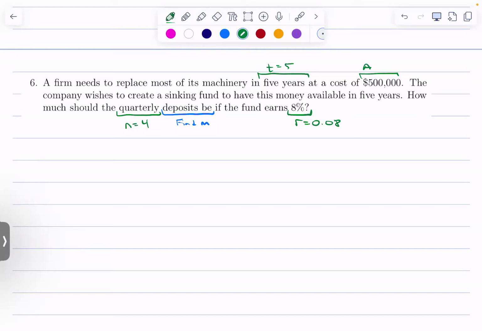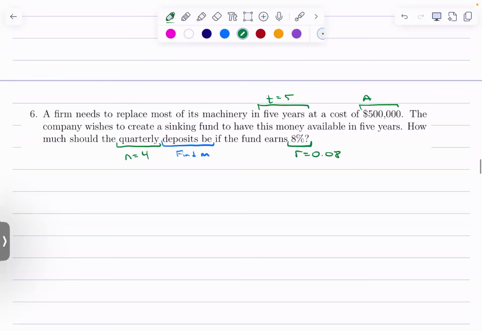Why is it the 500,000? Because if you need the 500,000 5 years from now, then that's the future value. Whereas if you were depositing 500,000 and then adding some amount, then that would make it P, but usually it's A if we're doing a sinking fund.